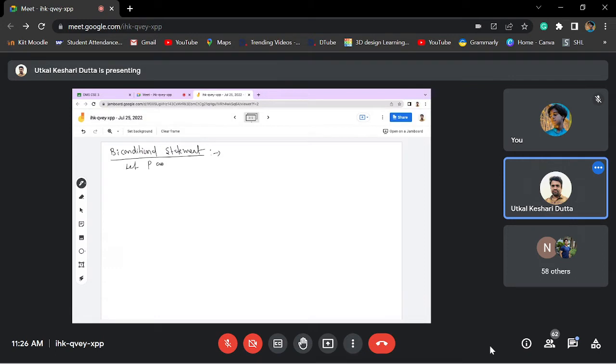Let P and Q be two given propositions. Biconditional statement, that notation is P biconditional Q. That means P conditional Q and Q conditional P. So P double arrow Q is the proposition.